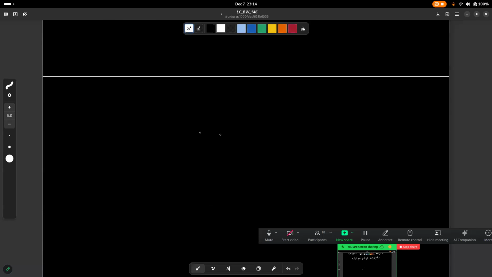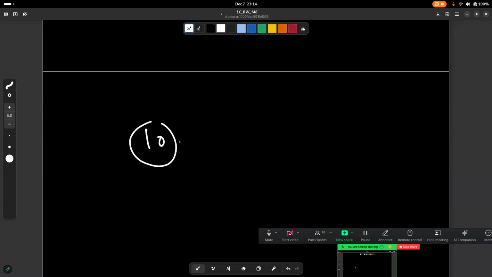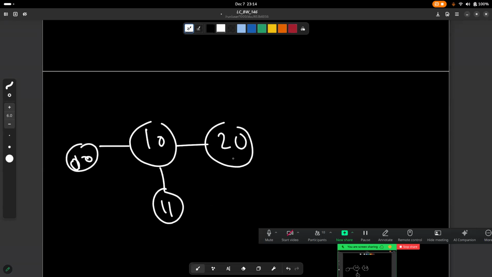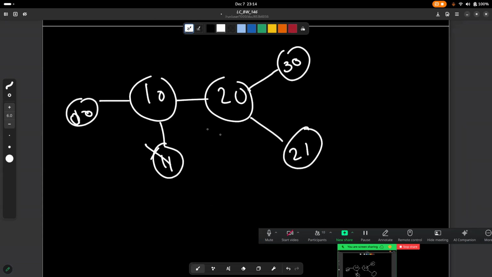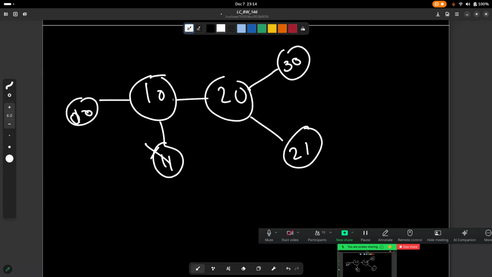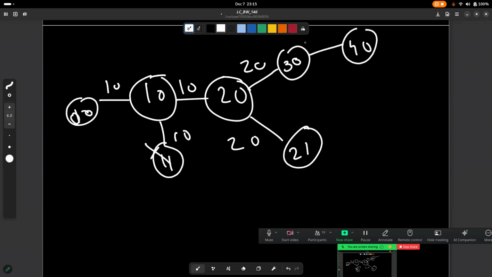So if I'm at 10, then from 10 I can go to 20, I can go to 11, 0, 0. I can also go to 0, 0, but I just won't consider it for now. 11 is a prime number, so I don't really go anywhere forward. From 20 I can go to 30, I can go to 21, I can also go back to 10, but I won't consider that. So going from 10 I get edge weights of 10, 10, 10. Going ahead from 20, I get edge weights of 20, 20. From 30, I can go to 40, and this incurs a cost of 30. From 30, I can go to 31. This incurs a cost of 30.